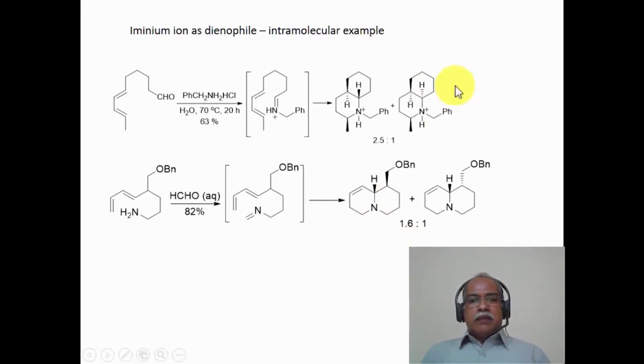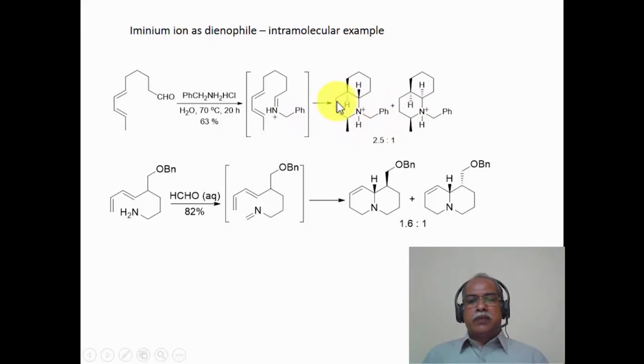Here are some interesting examples of intramolecular versions of the iminium ion Diels Alder reaction. This particular aldehyde, which has a built-in diene, is reacted with benzylamine hydrochloride. Upon reacting with benzylamine hydrochloride, it forms the corresponding iminium ion. The iminium ion undergoes the Diels Alder reaction, which is an intramolecular Diels Alder reaction. Here, both the exo as well as the endo adducts are formed in 2.5:1 ratio, for example. So the corresponding Diels Alder adduct is what is formed.